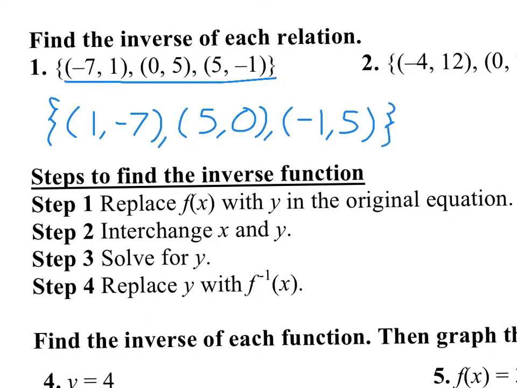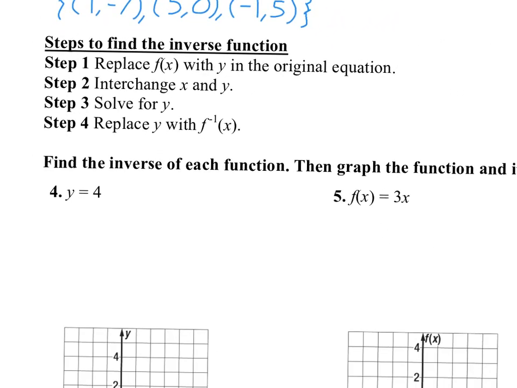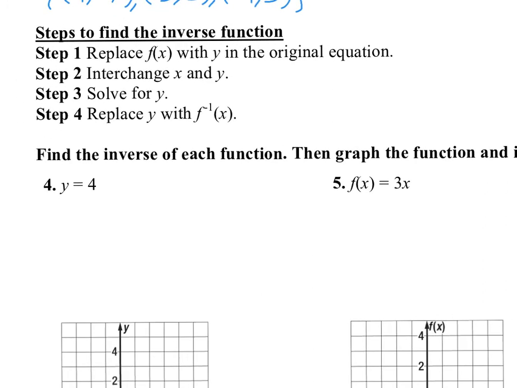Okay, I'll let you guys do the next two on your own. I'm going to do number 5 before I do number 4. Okay, so the steps are at the top. So the first step is you replace f of x with y. And then x and y just magically trade places. So that y becomes x, this x becomes y. Now you solve for y.